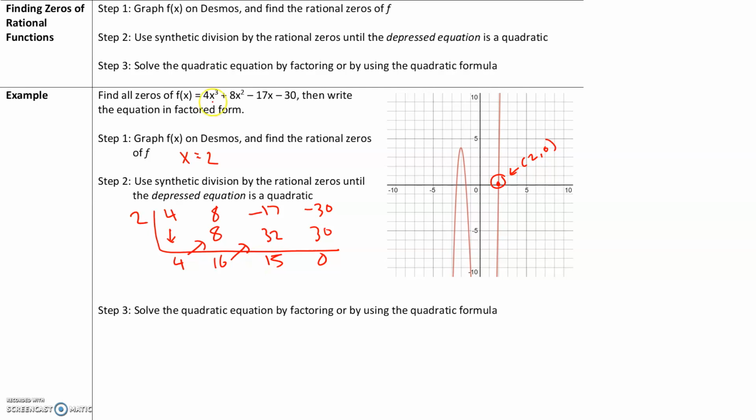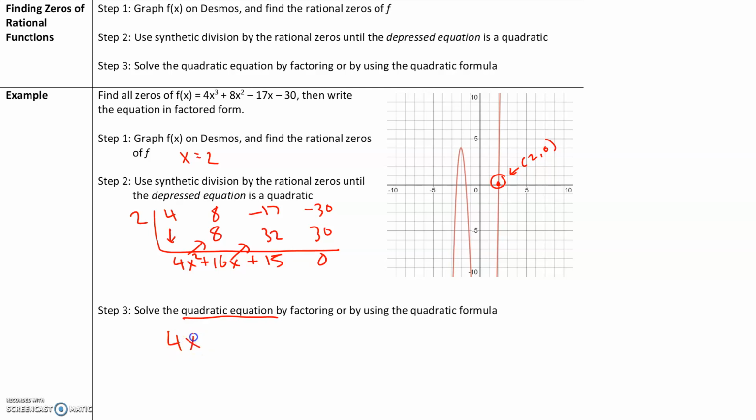Now we started off with x cubed. We divided by a factor of x, so this is going to be 4x squared plus 16x plus 15. And there's a remainder of 0. When we have a depressed equation that's a quadratic, that's good because we know how to solve quadratic equations by either factoring or the quadratic formula.